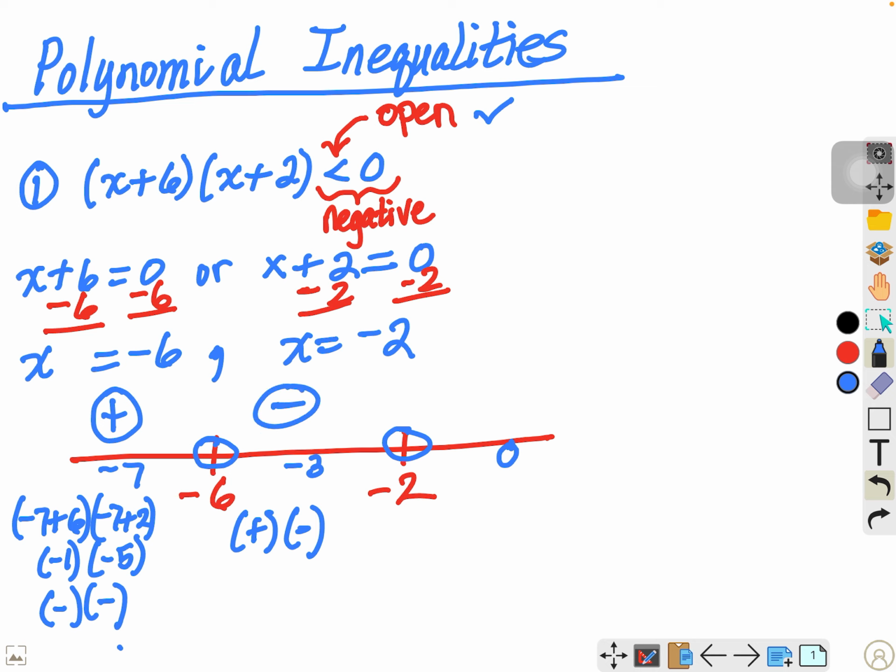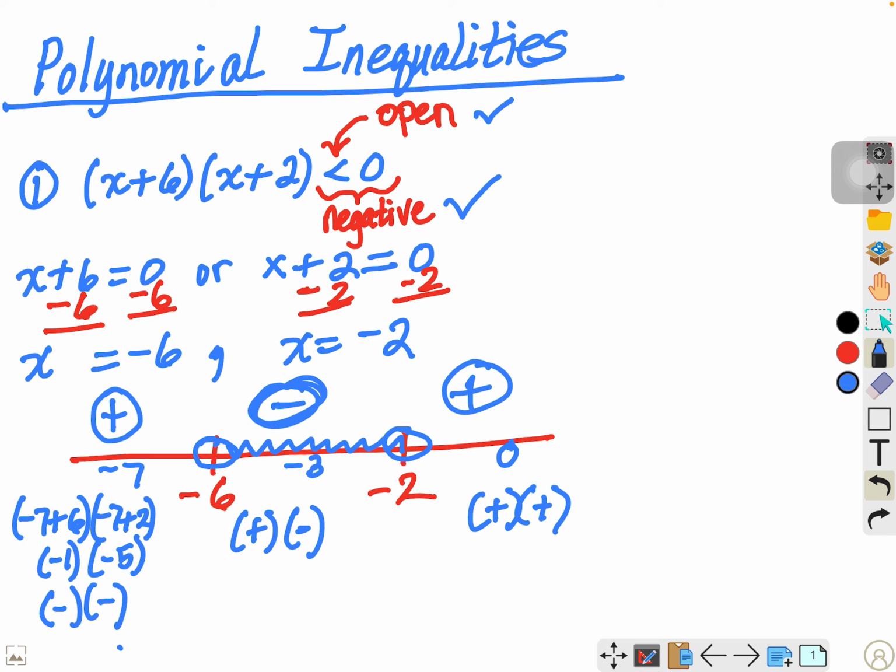For the final region, we plug in 0. 0 plus 6, positive. 0 plus 2, positive. So this region gives me a positive. And remember, I want to shade the negative region. And that would be this region here, in between the two endpoints. So that is the graphical form of my answer, my set of solutions.